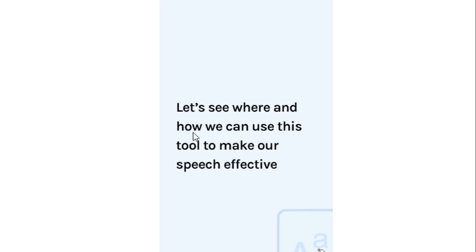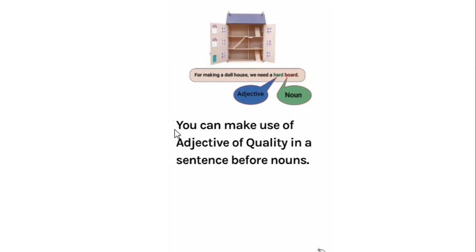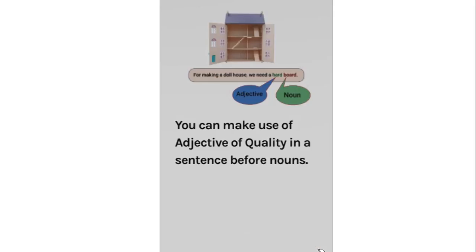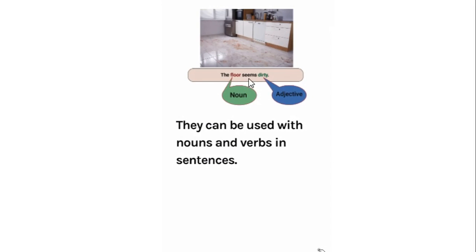So let's see where and how we can use this tool to make our speech effective. You can make use of an adjective of quality in a sentence before the noun. As you can see here, for making a doll house, we need a hard board. So what kind of board? Hard board. This is an adjective of quality because it is answering the question, what kind of. Now, the floor seems dirty. So they can be used with nouns and verbs in sentences.